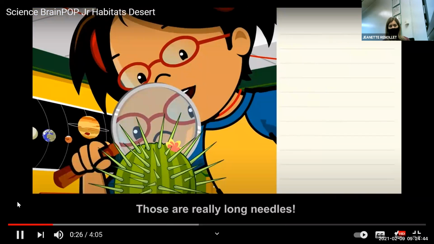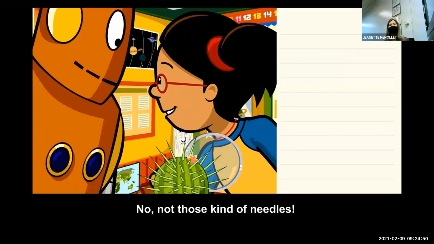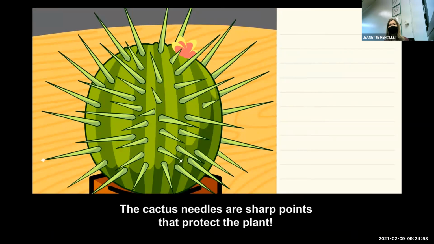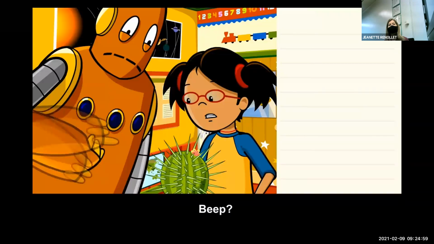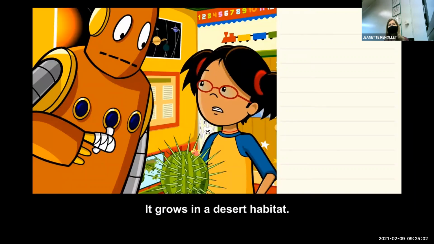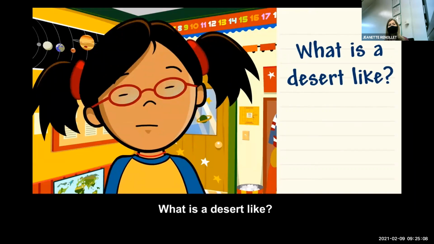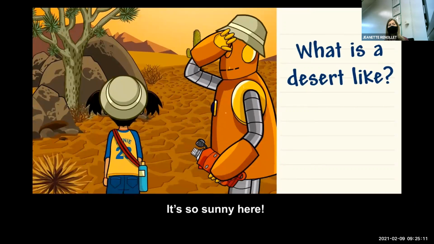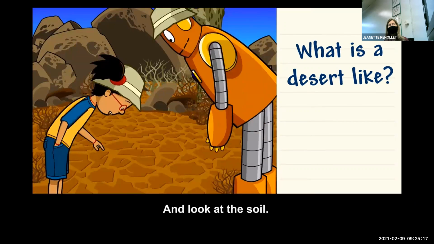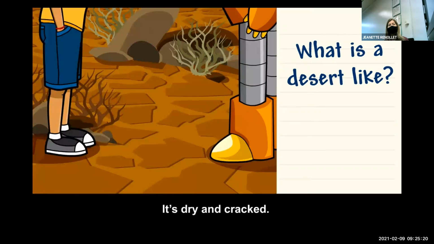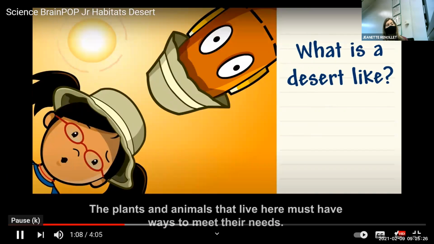Those are really long needles. No, not those kind of needles. The cactus needles are sharp points that protect the plant. Yes, a cactus is a plant. It grows in a desert habitat. What is a desert like? It's so sunny here. The climate is really hot. And look at the soil. It's dry and cracked. You're right, Moby. The plants and animals that live here must have ways to meet their needs.